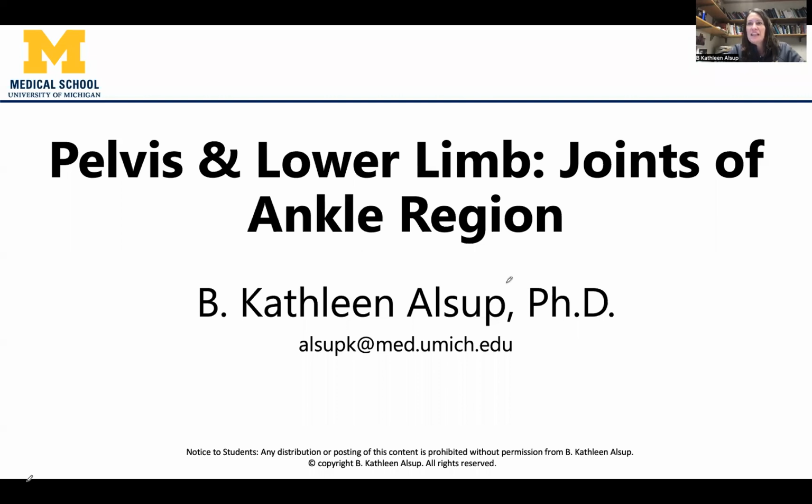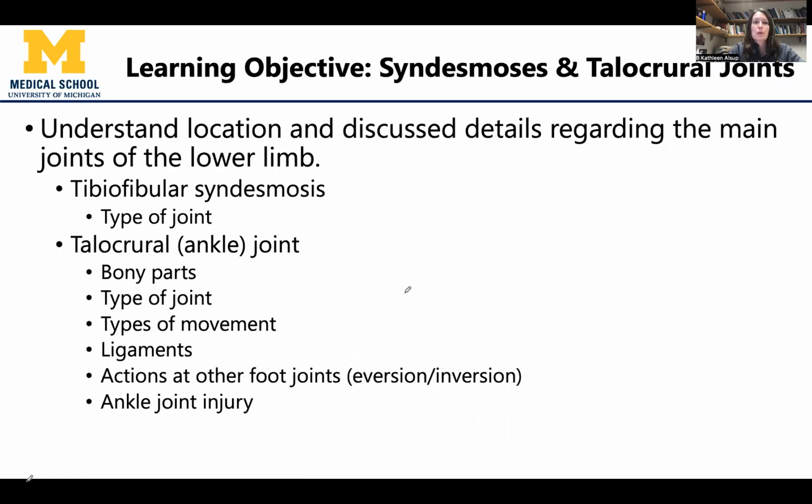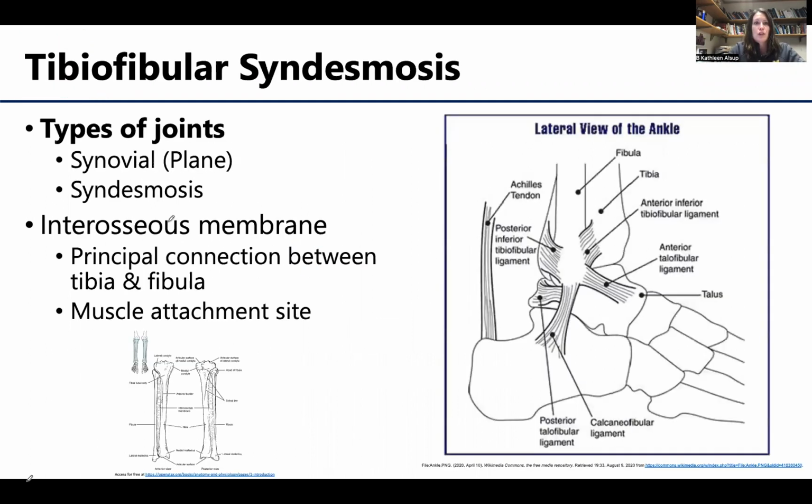Hello, anatomy colleagues. Let's talk the joints of the ankle region. So we're going to spend obviously the majority of our time when we're talking about the ankle region talking about the ankle joint, but I do want to touch base regarding some of those tibiofibular joints. It's similar to what we had between the radius and the ulna with 3 separate joints. There'll be a proximal tibiofibular joint, there'll be a distal tibiofibular joint, and then there'll be the interosseous membrane between.